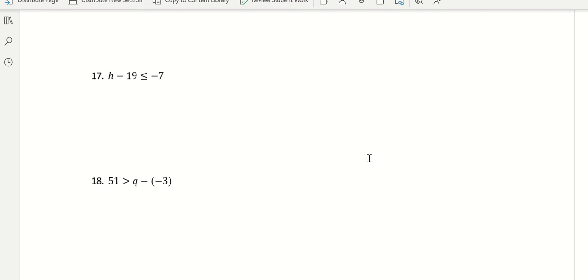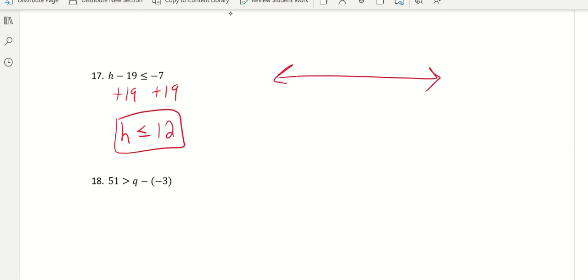17. h minus 19 is less than or equal to negative 7. What's the inverse of subtracting 19? Adding 19, plus 19. h is less than or equal to negative 7 plus 19. That's going to be 12. So h is less than or equal to 12. Okay, everything centers around 12, 13, 14, 11, 10. All right, at 12, open or closed circle? Closed circle.